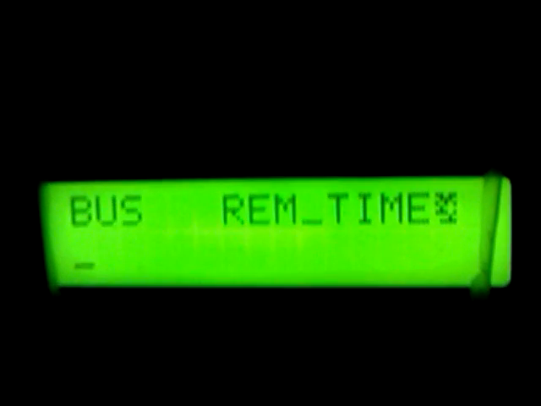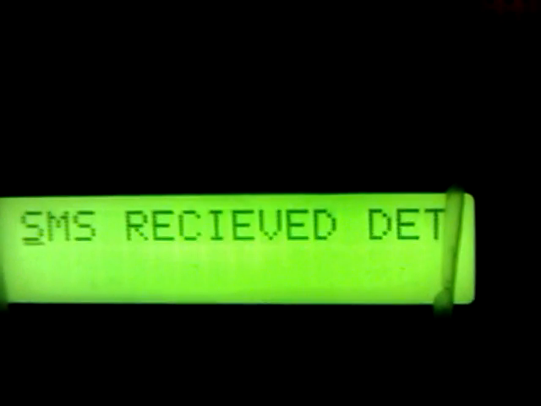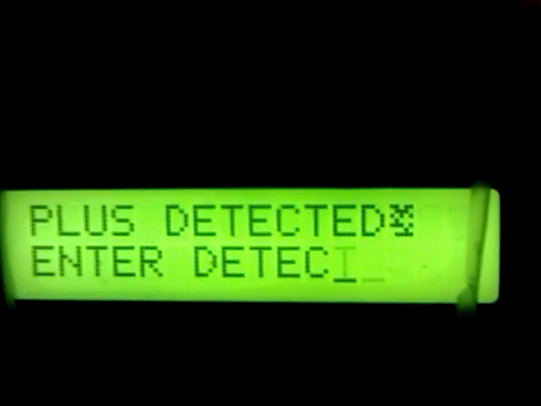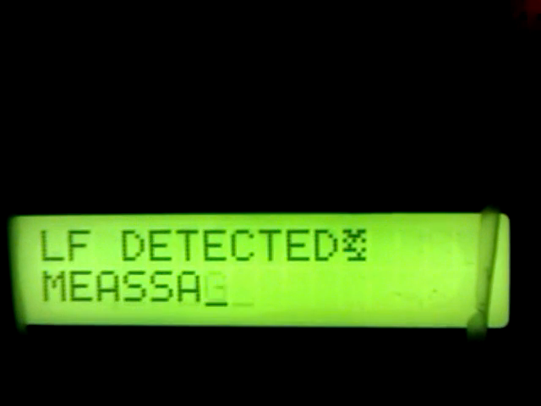Now, as the SMS is received, the system will display how this is working. SMS received detected. Then the plus was detected, then the enter was detected, and then the line feed character. These are all the characters which are initially in an SMS. Now as you can see, it's saying here 10 minutes, which means it's 10 minutes remaining from that particular point to another point till the bus reaches here.